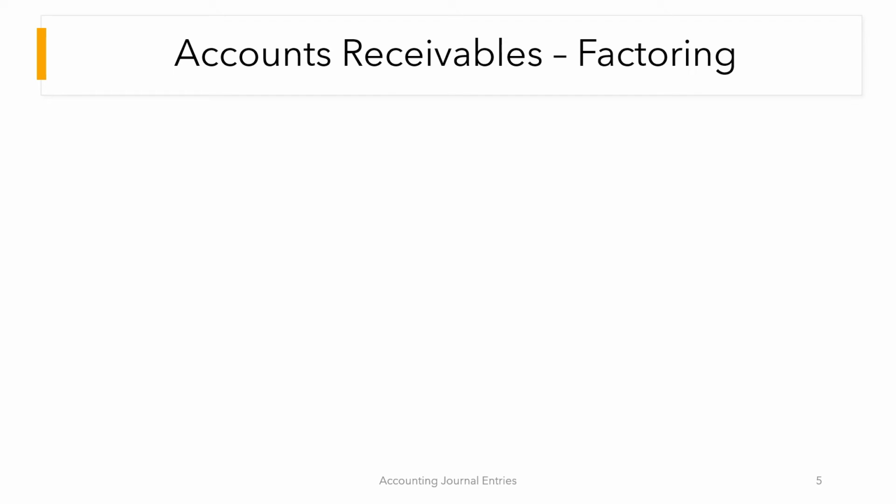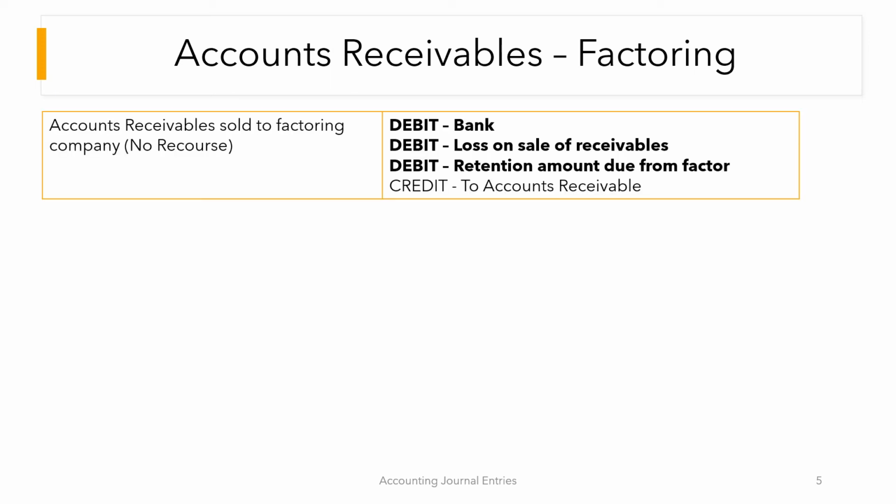The next set of entries is on factoring in accounts receivable, one of the most interesting aspects of accounts receivable. The first entry is on accounts receivable when it is sold to a factoring company without recourse. There is no recourse. So the entry would be to debit bank and debit loss on sale of receivables and debit retention amount due from factor, if there's anything which is retained by the factor till the end of contract, and credit to accounts receivable.